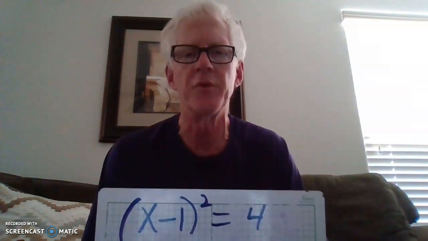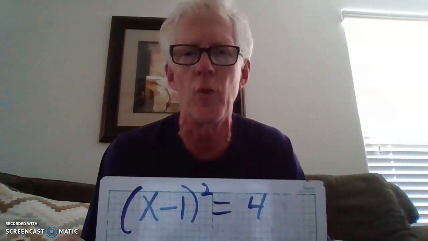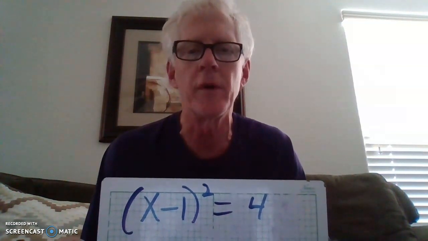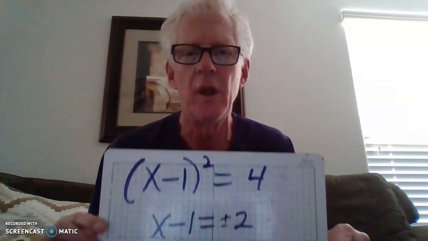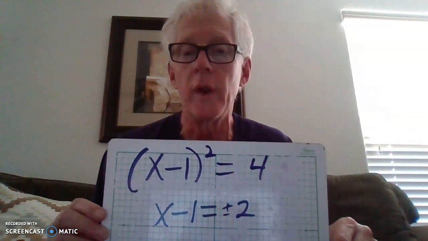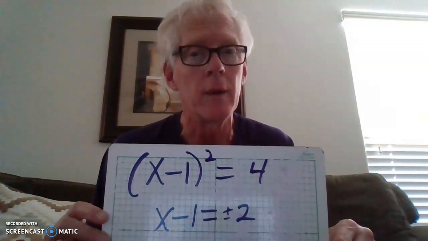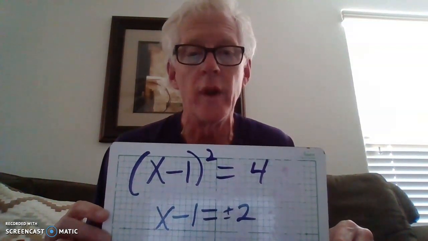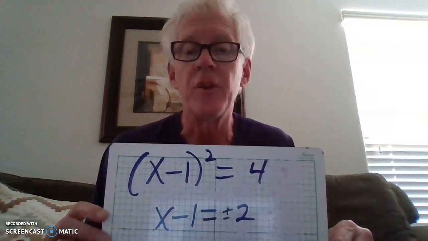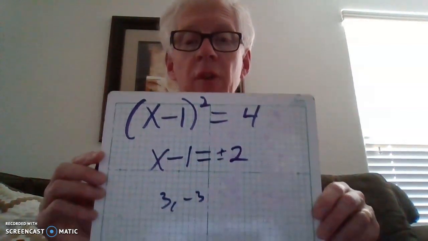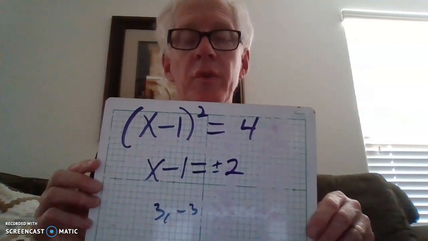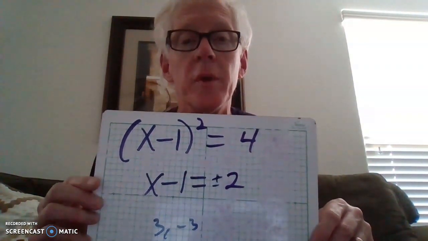This was the problem. It was x minus 1 squared equals 4. You all did perfect. You found the square root of both sides, and you got x minus 1 equals plus or minus 2. And then you added 1 to both sides and got x equals 3, and then you went right to x equals 3 and x equals negative 3. That is a misconception.